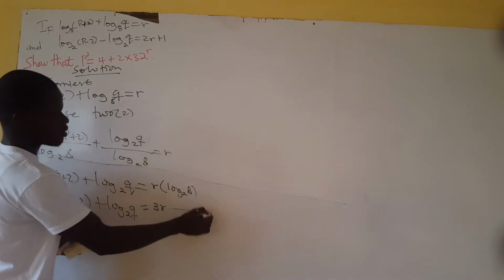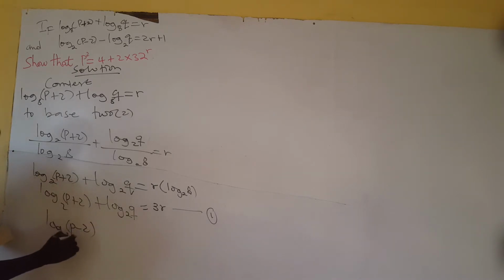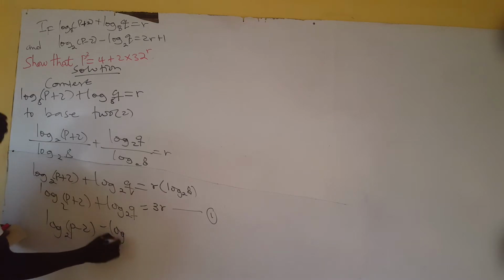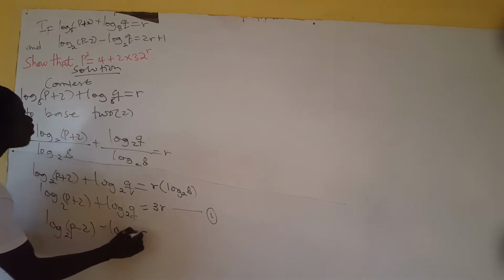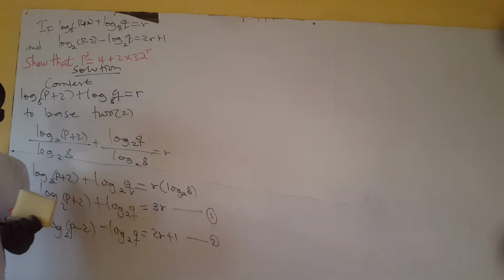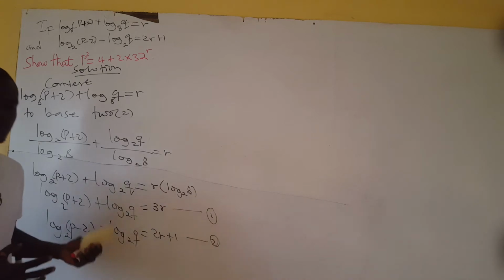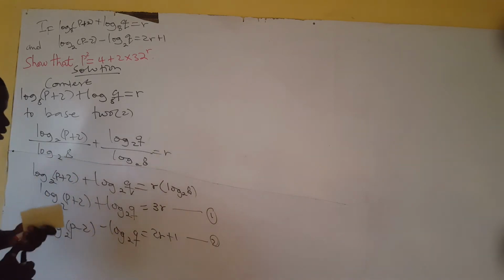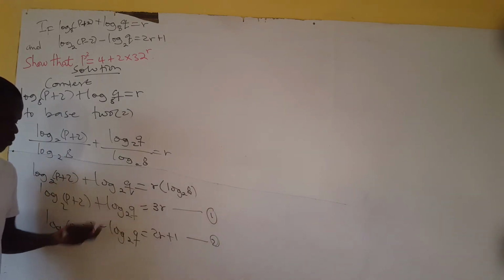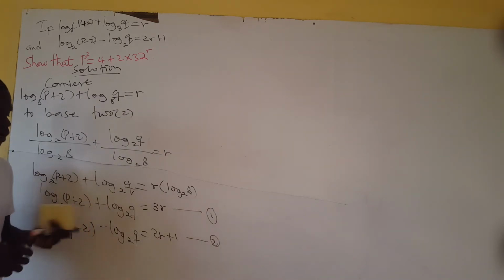We can call this equation 1. Then we repeat our other equation. From the question, the other equation is log (p minus 2) to the base 2 minus log q to the base 2 equals 2r plus 1. So we have to solve these two equations simultaneously. How do we do that? It's very easy if we add the two equations, because here is positive log q base 2, this is negative log q base 2. So when we add them, the log q base 2 will go away.